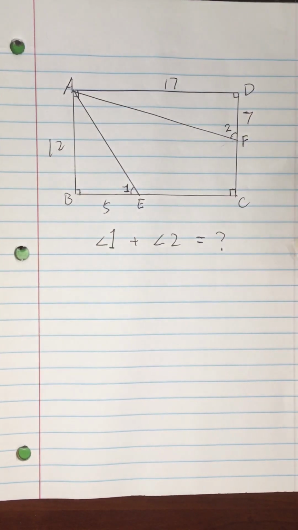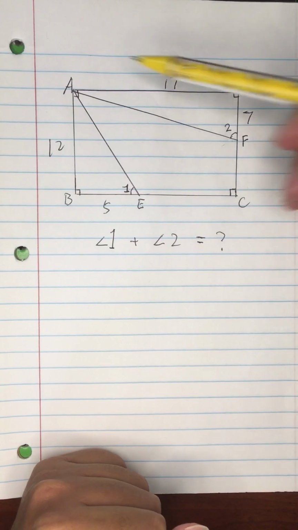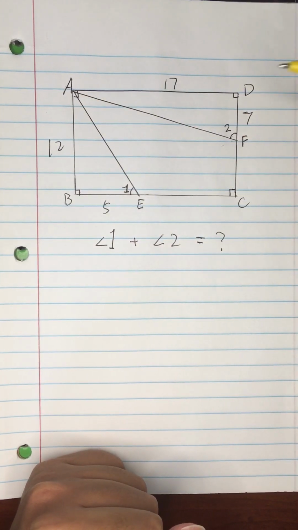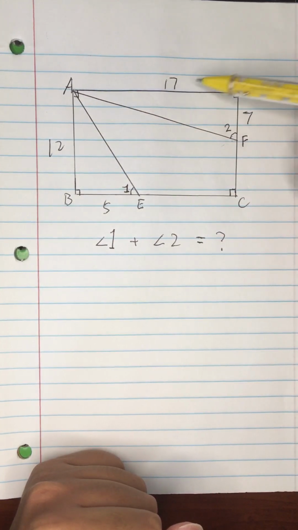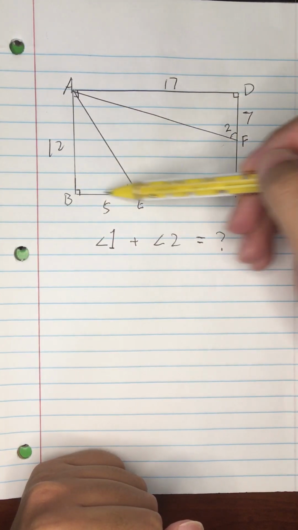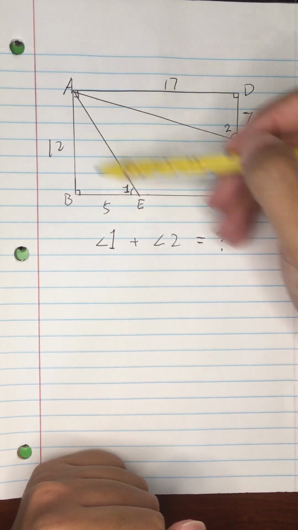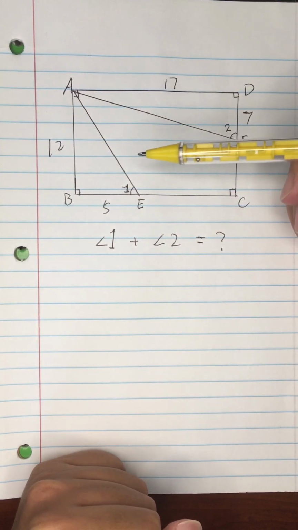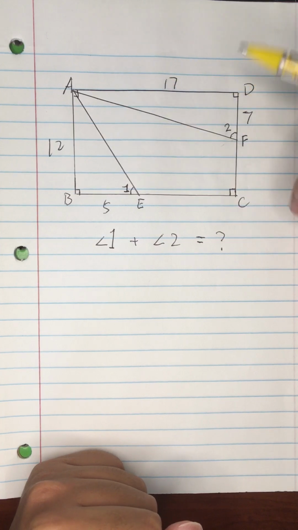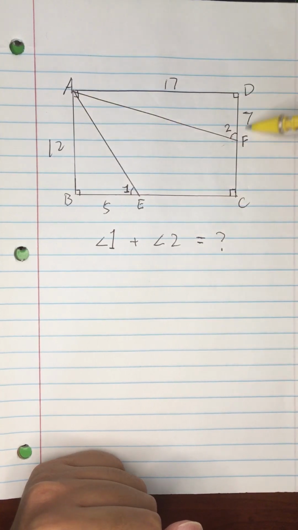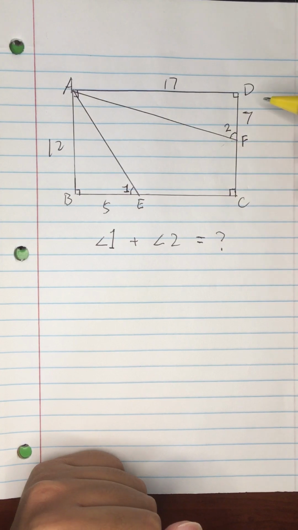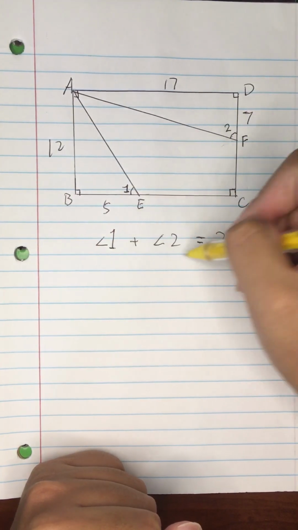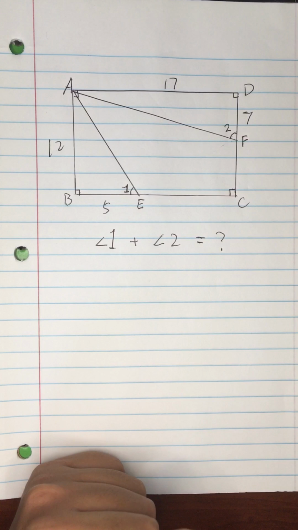Let's try to solve this very nice geometry problem. We have a rectangle ABCD, right? And we know the width is 12, the length is 17, and this side of the triangle is 5, and this side of this big triangle is 7, right? This angle is 1, and this angle is 2. We need to find out the summation of angle 1 and angle 2, right?